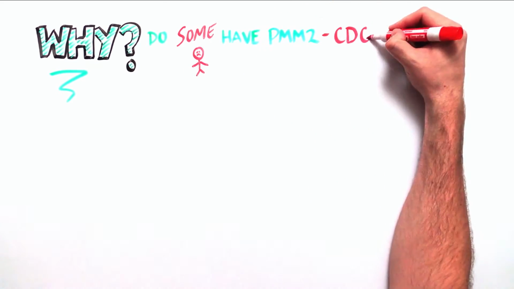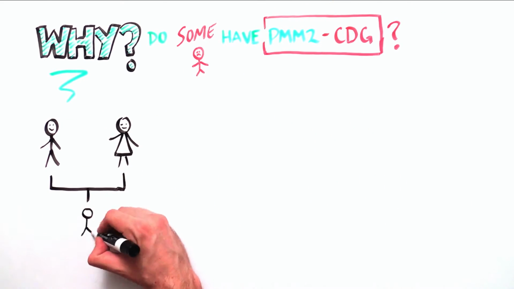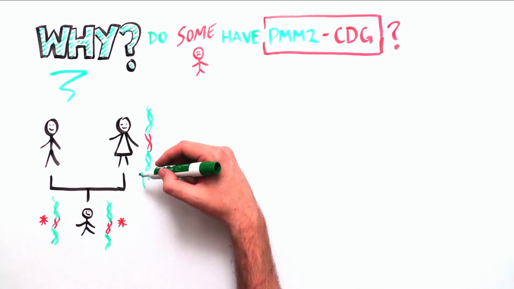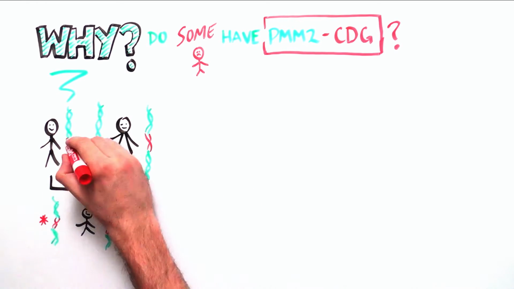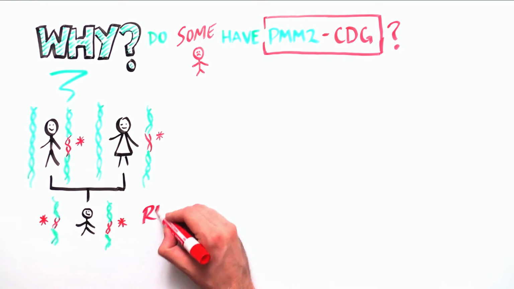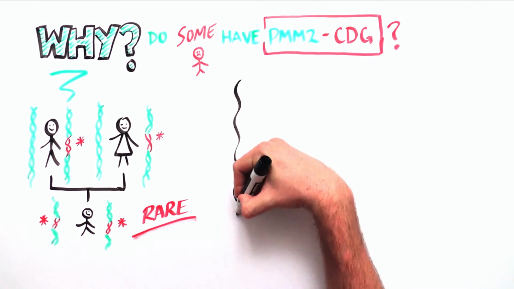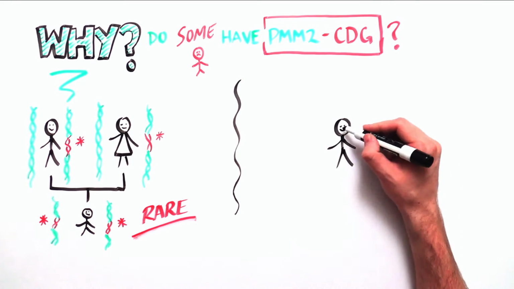To understand this, it's important to remember that we carry 2 copies of every gene in our DNA, 1 copy from our mother and 1 from our father. If a child is affected with PMM2 CDG, both copies, the one from the mother and the one from the father, must have alterations in the PMM2 gene.